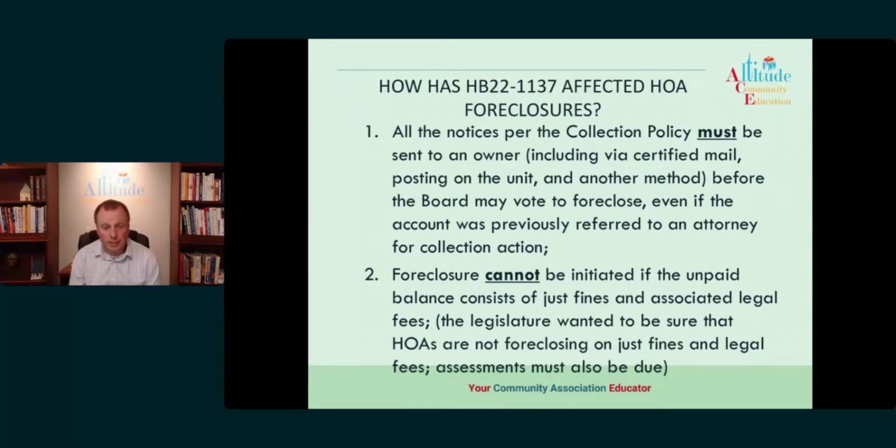Foreclosure cannot be initiated if the unpaid balance consists of just fines and associated legal fees. So that's one of the big things that 1137 did. And 1137 was promulgated basically because of two different factors. One had to do with Green Valley Ranch.